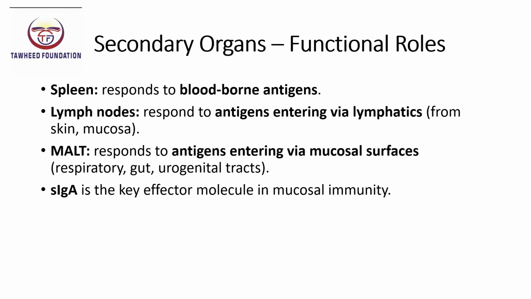Secondary organs' functional roles. Each secondary lymphoid organ has a specialized role depending on how antigens enter the body. The spleen filters blood-borne antigens, making it essential against systemic infections. Lymph nodes filter lymphatic fluid from tissues, capturing antigens that enter through the skin or mucosal surfaces.